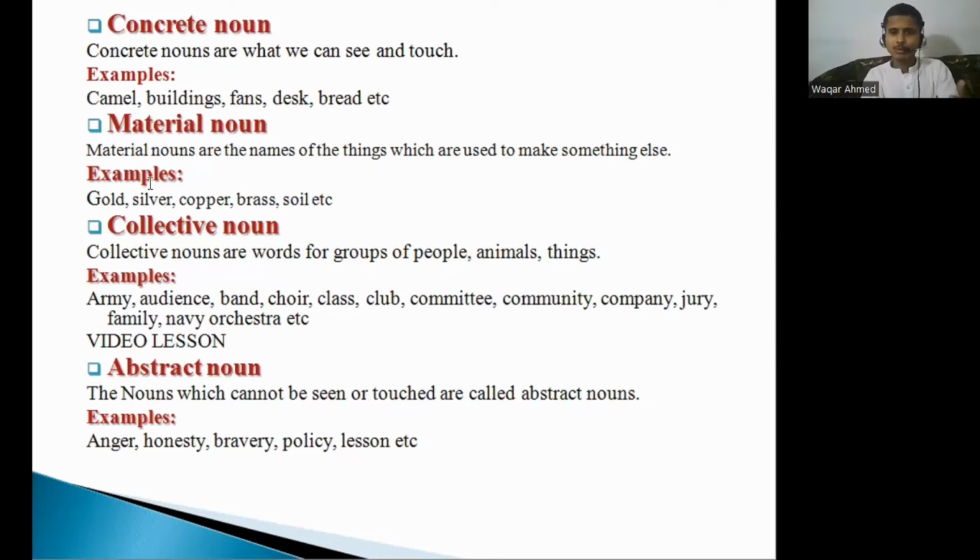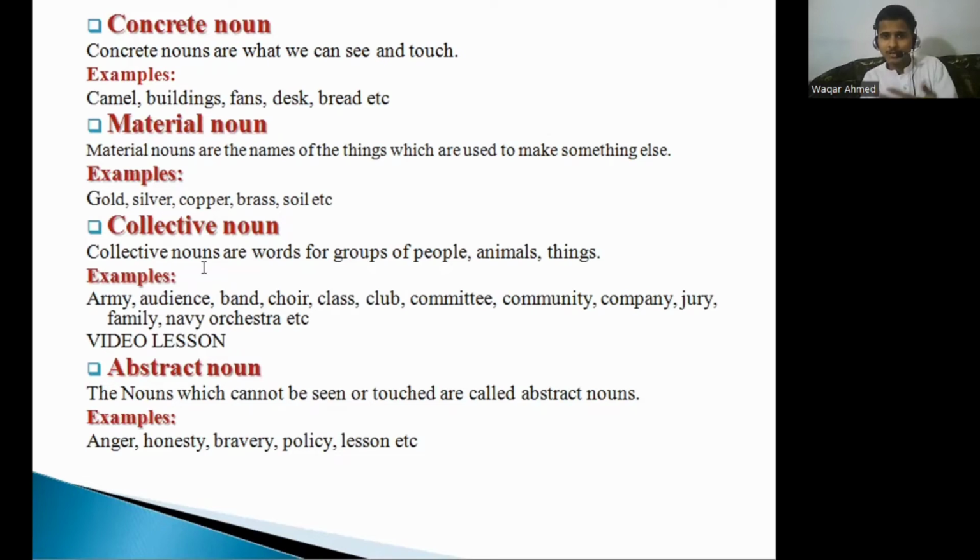For example, gold, silver, copper, brass, soil, etc. Gold can be used to manufacture jewelry, and silver could be used to manufacture or produce wires, and so can copper be, and etc.